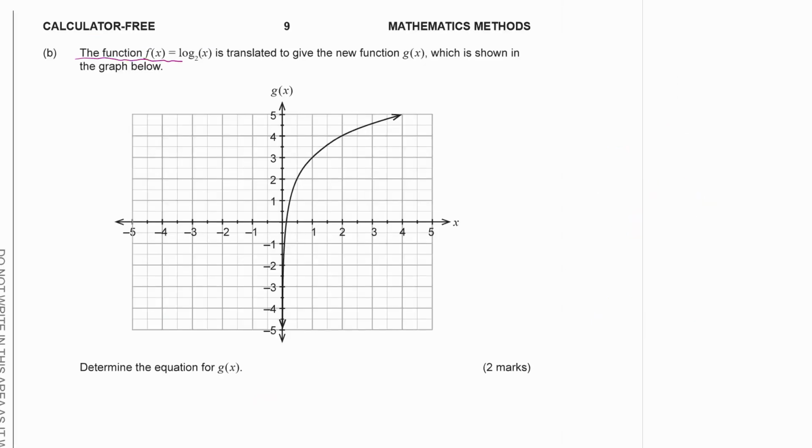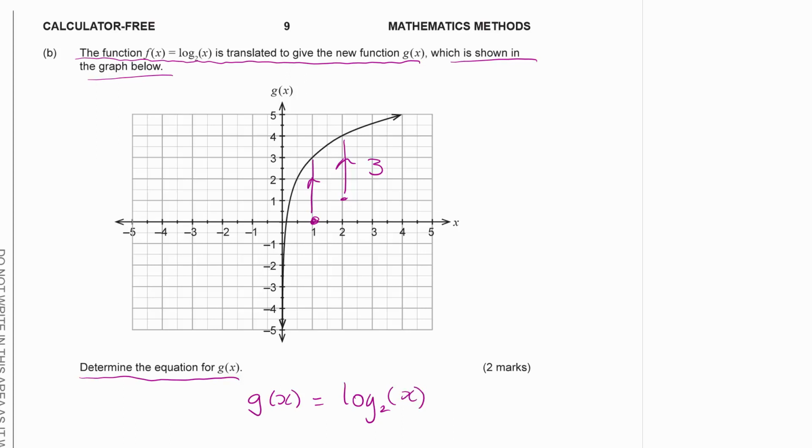The function f of x is log to the base 2 of x is translated to give the new function g of x, which is shown in the graph below. Determine the equation for g of x. If we think about the original graph, it went through this point here and this point here. Compared to that, this just appears to have been moved up by 3 units. So we could say that g of x is log to the base 2 of x plus 3.